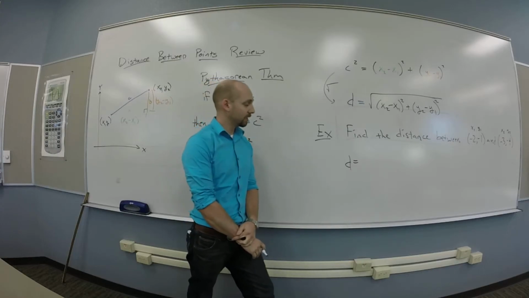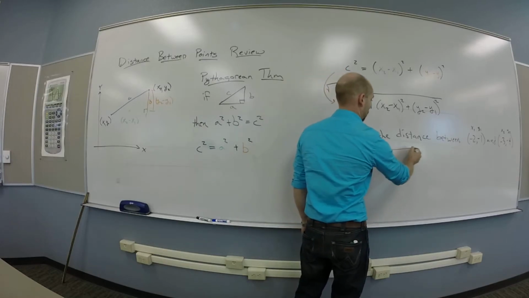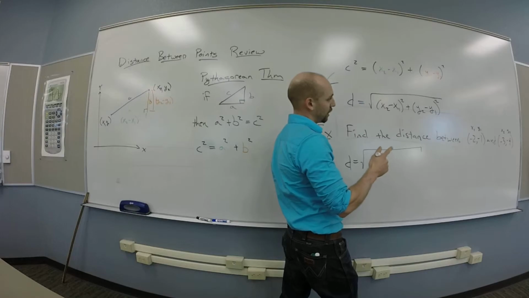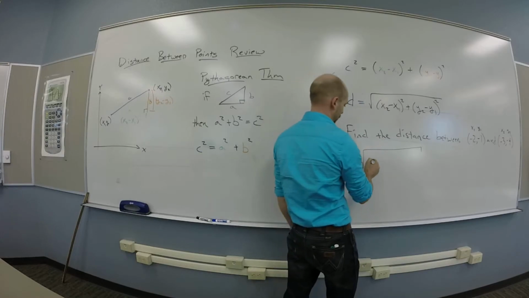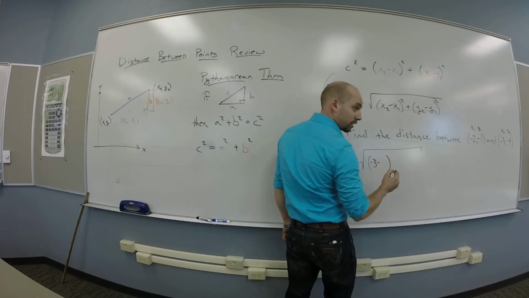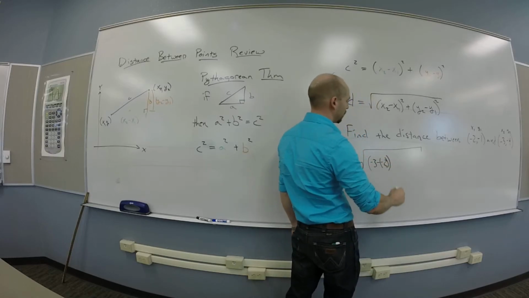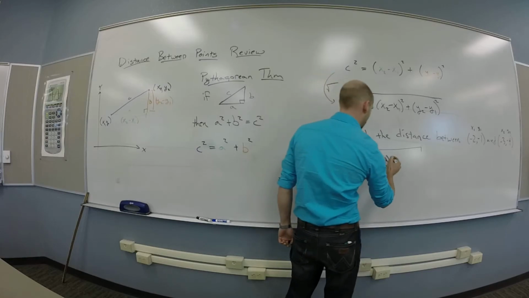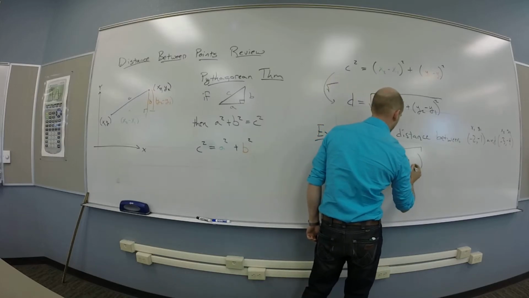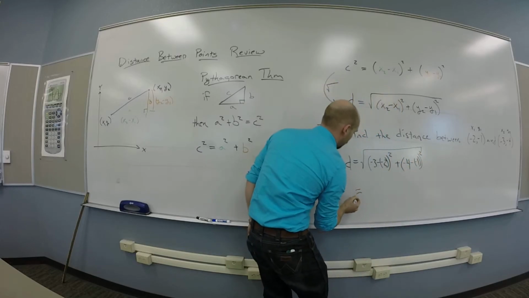Okay, so d is the what? The square root of x2 minus x1 squared plus y2 minus y1 squared. So the square root of, what's x2 minus x1? -3 minus -2. And then what should I do with that? Square it. And then I should add -4 minus -1, squared.